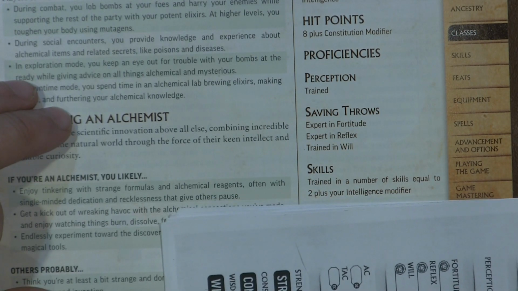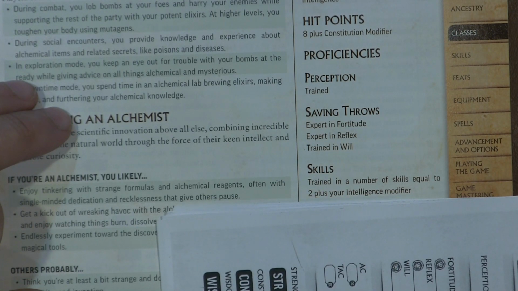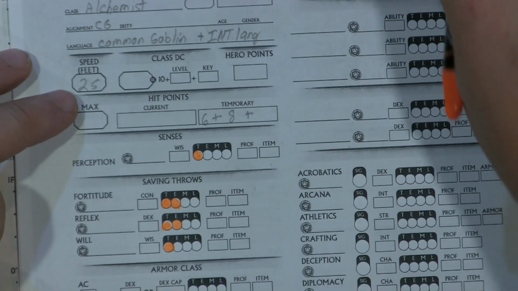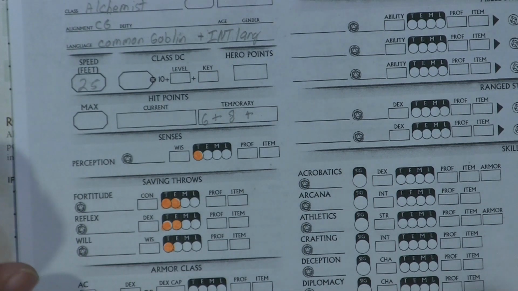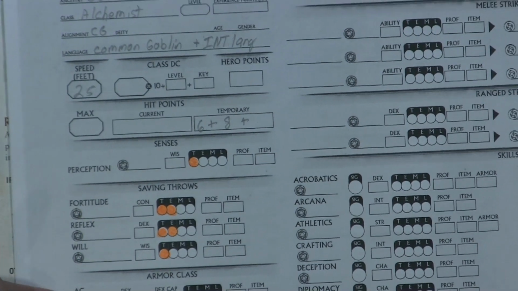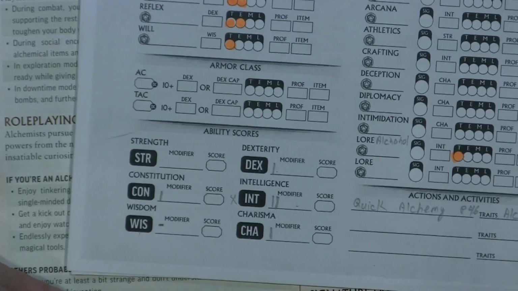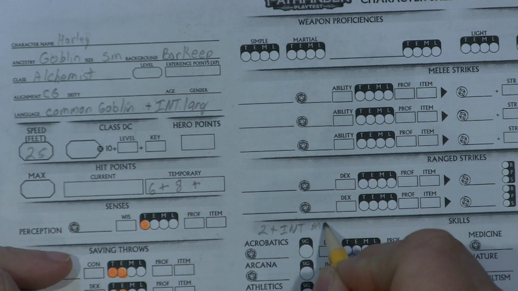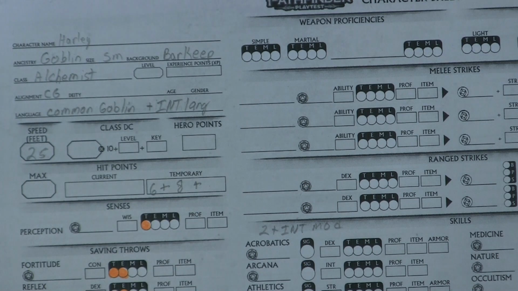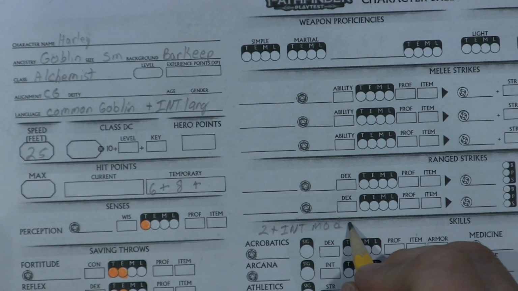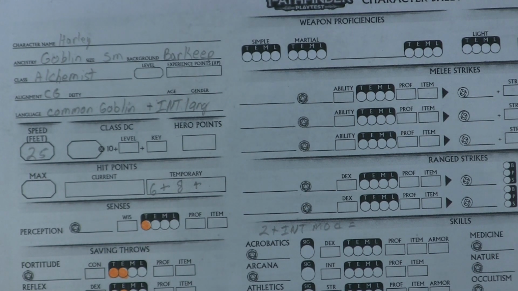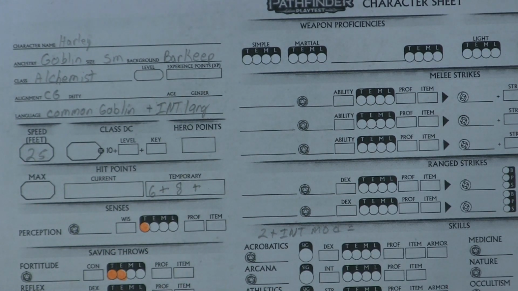Then trained in a number of skills equal to 2 plus your intelligence mod. So that would be a total of, in his case, we don't know yet, because we're not done assigning numbers down here. So I'm just going to write over here 2 plus int mod, which I'm pretty sure is going to be plus 4. And we'll come back to this section in a second for the skills.